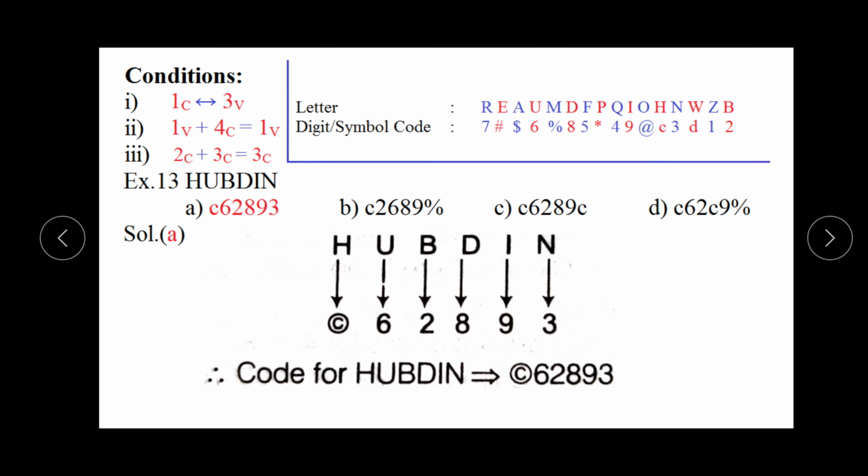If no condition is applying on this word, at that time we will use the direct coding of these alphabets from the table which will be given to us in the question. So the direct coding for HUBDIN is C, ©, 6, 2, 8, 9 and 3. This is the coding for this word, the first option.